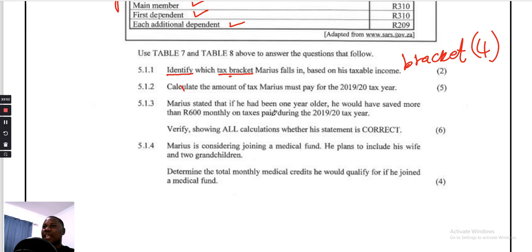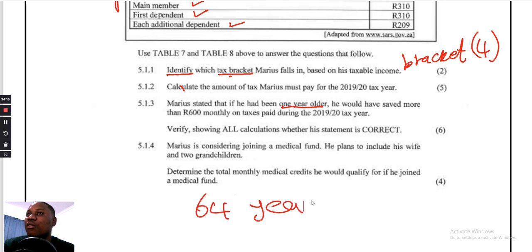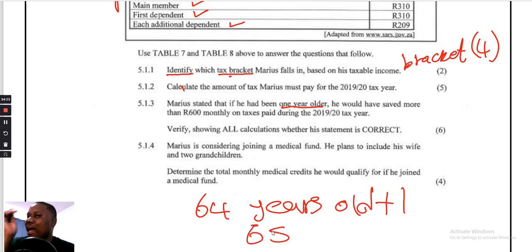Okay, verify, showing all calculation, whether his statement is correct. There is nothing that has changed, the only thing that has changed is that she is now 1 year older. Now remember, if she is 1 year older, she was how much? She was 64 years old. Okay, that means now we're going to add 1 year. That means now she is 65.